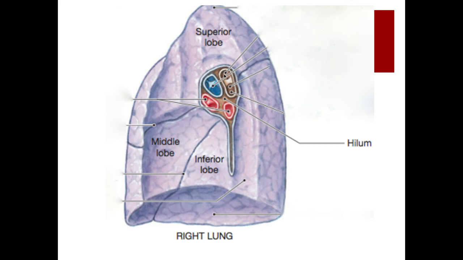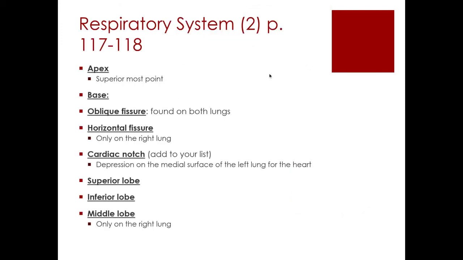Now we also see the hilum, which is the opening of the lung here. You can see there's lots of stuff traveling to the inside of the lung. Now we also have a few structures we need to find on the lungs themselves. We have the apex, which is going to be the top point. And then we have the base, which will be the flattened portion at the bottom.